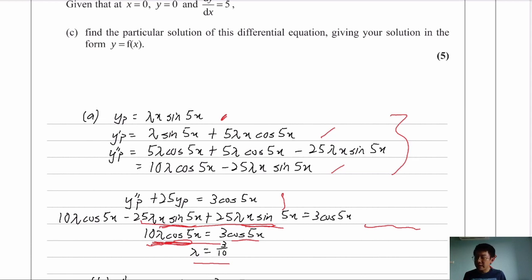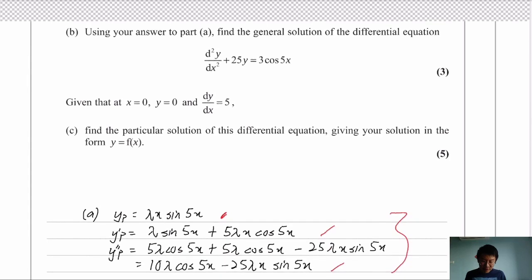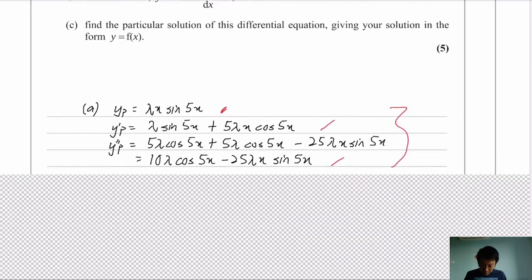Okay, so this is what we have for the lambda in the first part. We already have got the yp. Okay, so part B, using your answer to part A, find the general solution to this DE. So now is to find the general solution. Before this, we have got the yp already, so we need to find the yc now.